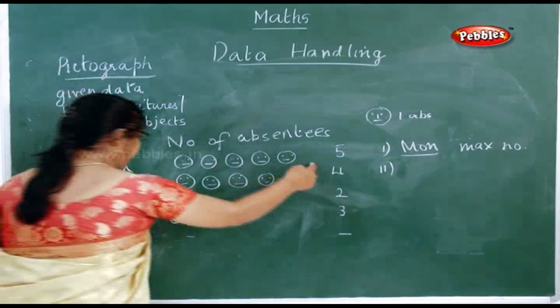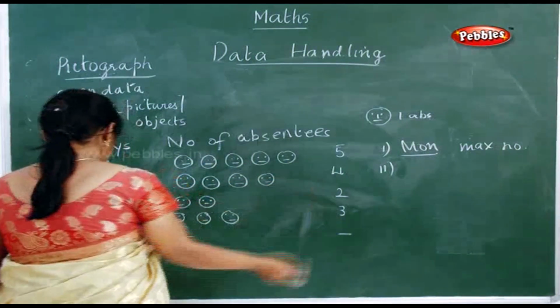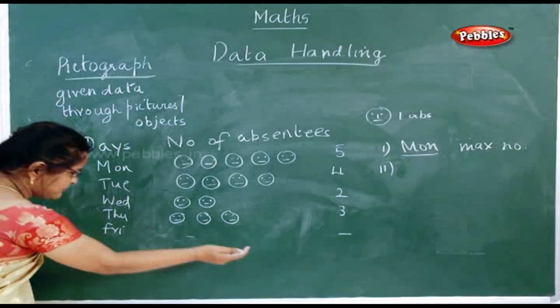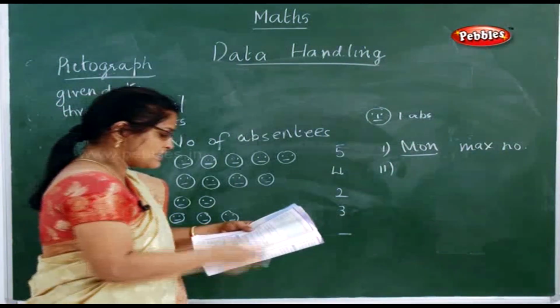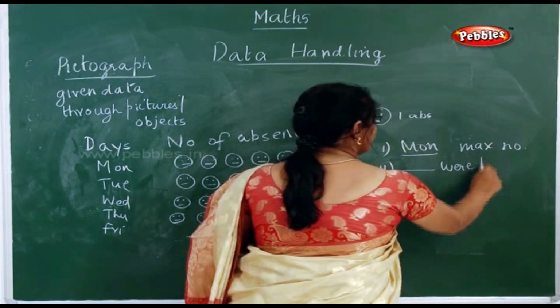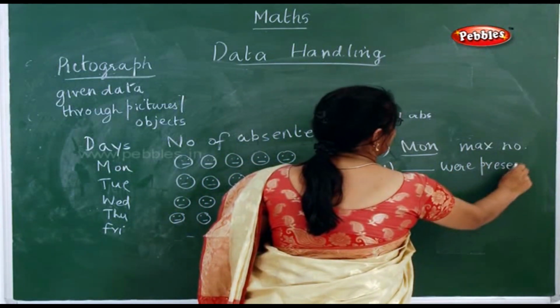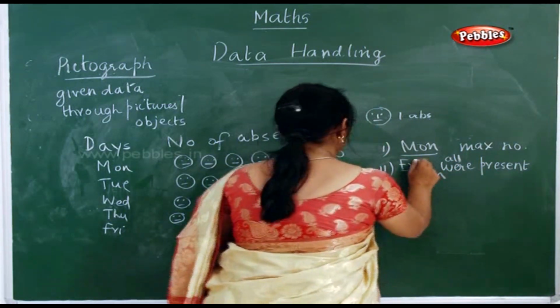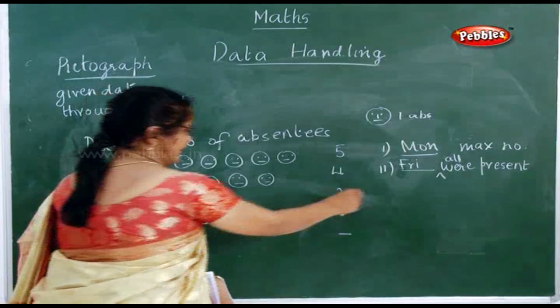Now Monday 5 absentees, Tuesday 4 absentees, Wednesday 2 absentees, Thursday 3. Friday, no absentees. That means what is the question they ask? On which day were all the children present? All were present. It was Friday. Because on Friday there were no absentees. So Friday.